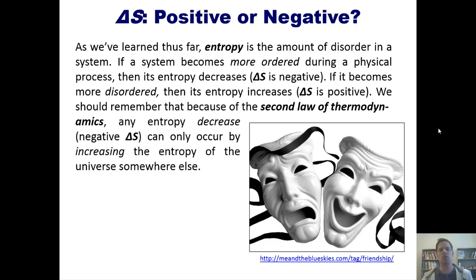Well, as we've learned so far, entropy is the amount of disorder in a system. If a system becomes more ordered during a physical process, then its entropy decreases. That is, it has a delta S that is negative. If it becomes more disordered, then its entropy increases. That is, it has a delta S that's positive. We should remember that because of the second law of thermodynamics, any entropy decrease or negative delta S can only occur by increasing the entropy of the universe somewhere else.